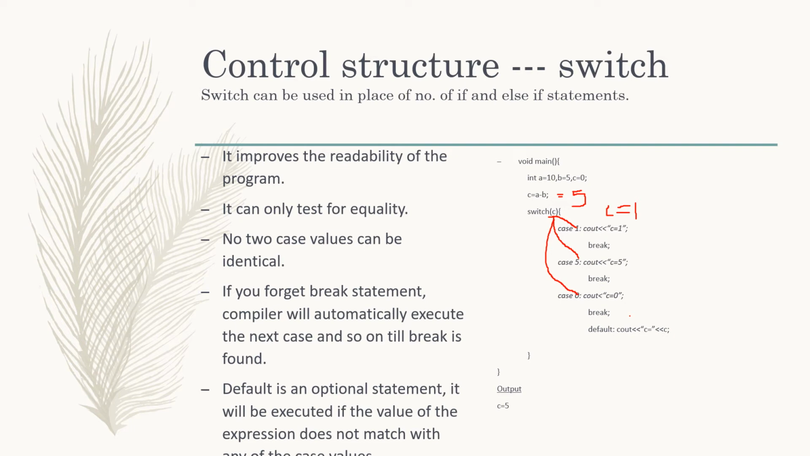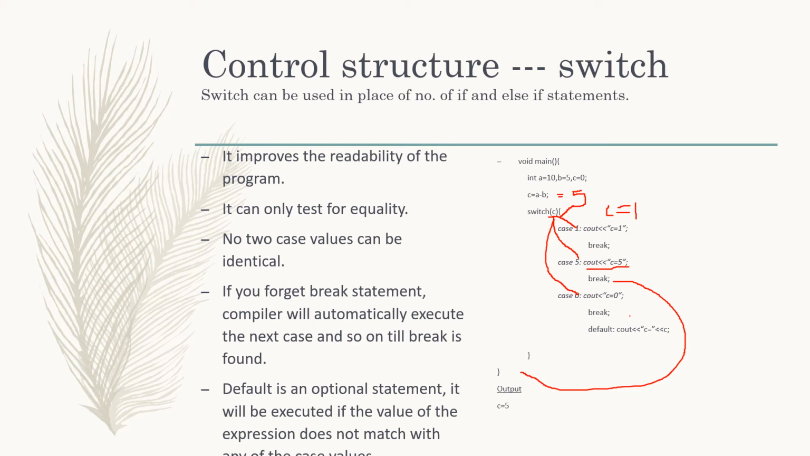So in this case, switch c. So what is passed to switch? 5. So switch is going to check: is case equal to 1? No. Case equal to 5? Yes. So it will print out c is equal to 5 and break and come out of the switch case. Otherwise, if we forget the break statement, case 0 will get checked again and so on, if you have a number of cases.